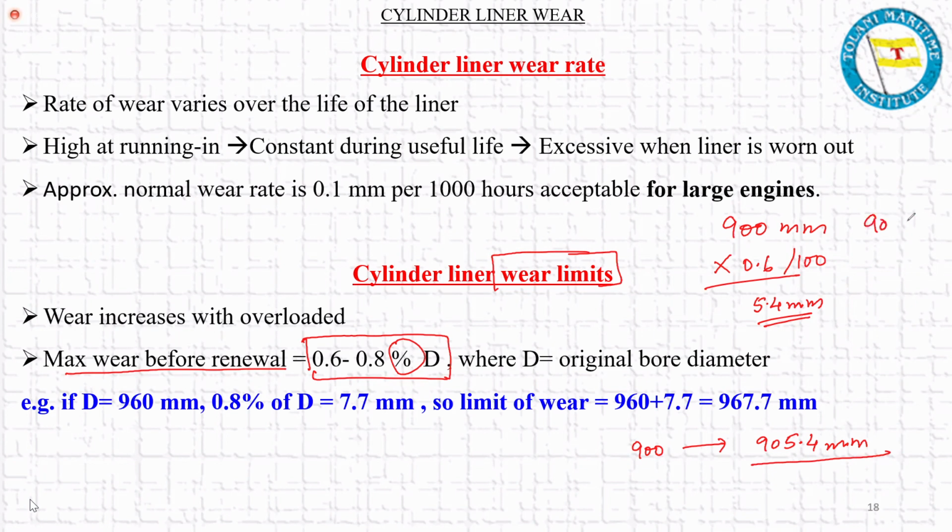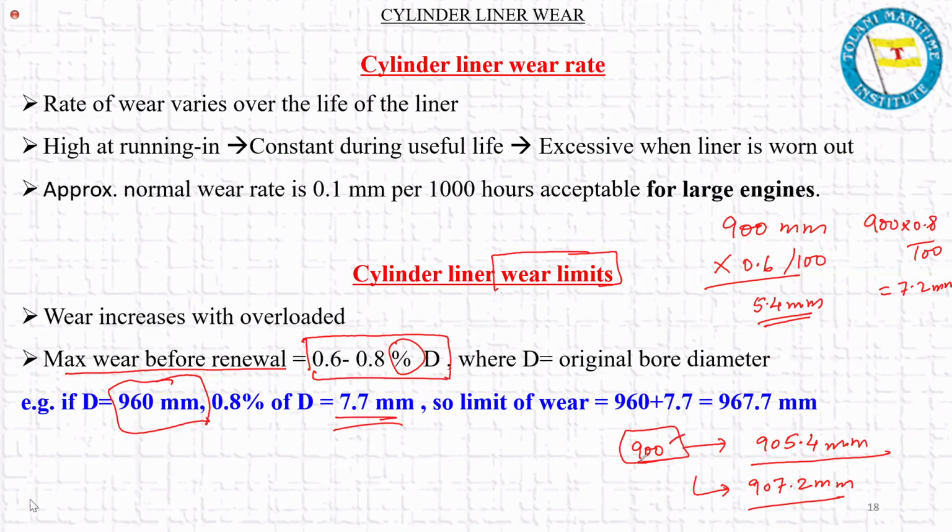And if I do this, it comes to 7.2 mm. If your liner has reached 907.2 mm, exact will depend on what the maker has told you. 7.2 नहीं है, अच्छा 960 को मैंने लेके चला है एग्जांपल इधर, तो इसीलिए वो 7.7 आ रहा है. मैं यहाँ 900 को लेके चल रहा हूँ, तो it is coming to 7.2. तो 900 mm का जो डायमीटर है, if it has reached 907.2, that means you have to discard the liner. You can't use the liner anymore. This is the end of useful life. The extreme limit you have already reached.